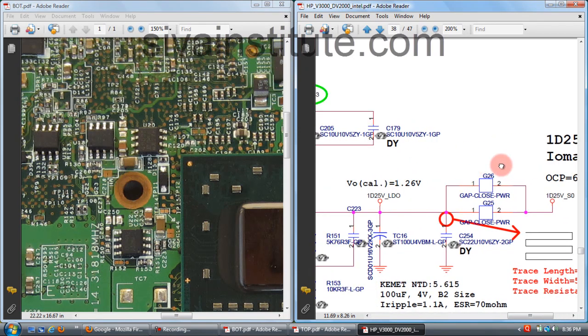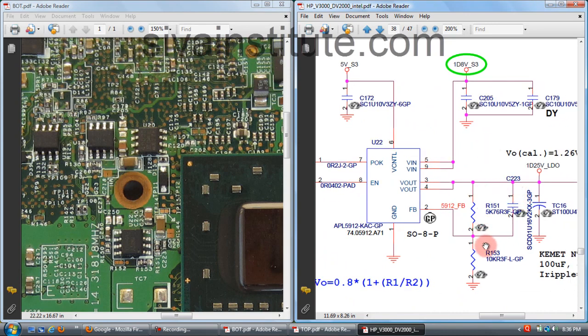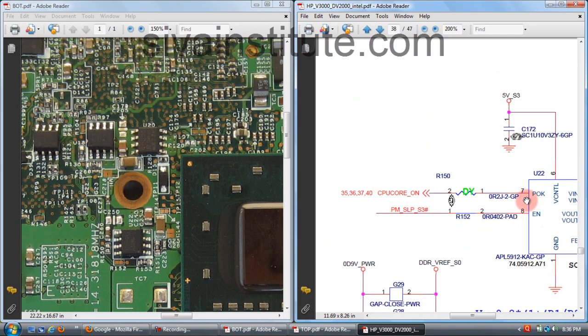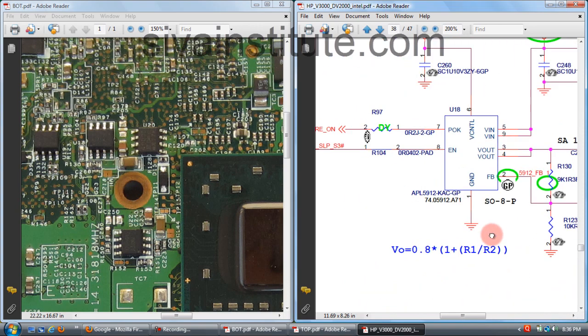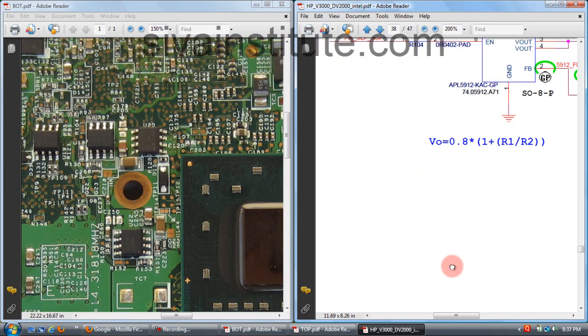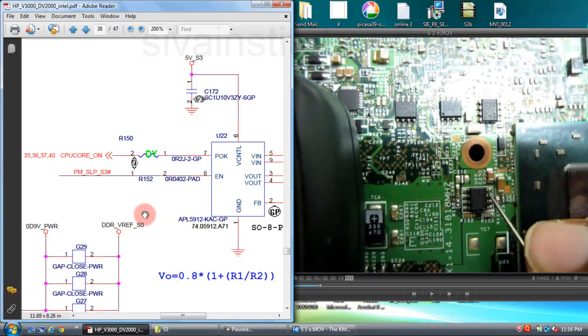IO max 2 amps. This output 2 amps. When this IC is okay, this feedback goes to pin number 2, and this POK, power OK, is released by pin number 7. This voltage goes to CPU core power supply. This also same. CPU core voltage comes out from this pin. This is U22.